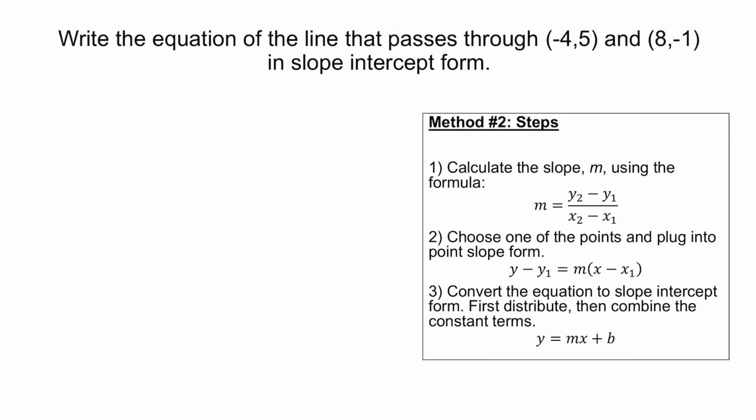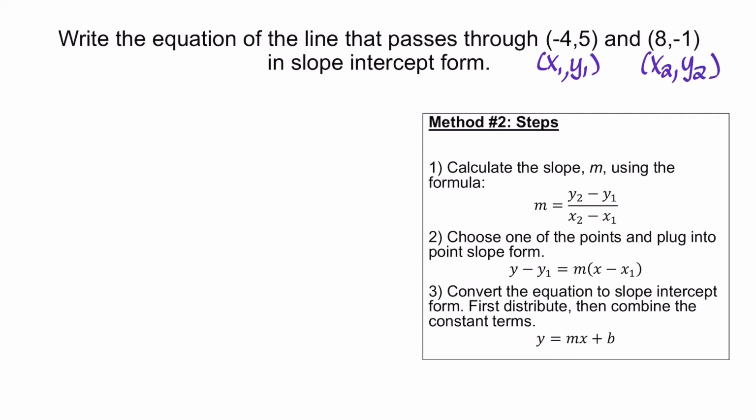Okay, now let's try another example. Let's try writing the equation of the line through negative 4, 5, and 8, negative 1 in slope-intercept form. Just because this video is about the new method, I'm going to continue doing them with the new method instead of showing you both. I'm going to start off by labeling my points. I'm going to call this one x1, y1, and this one x2, y2.